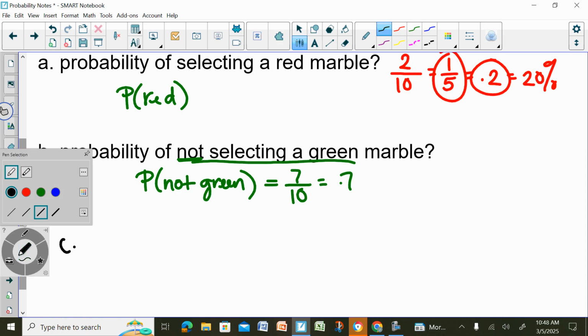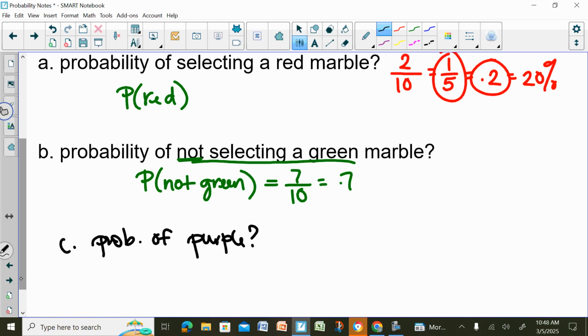I'm going to say the probability of purple. What is the probability of selecting a purple marble? Not saying that red and blue make purple, but there are no purple marbles in this bag. So big fat 0, impossible, right? If I have a bag full of red, blue, and green marbles, I cannot select a purple. That would be a probability of 0.